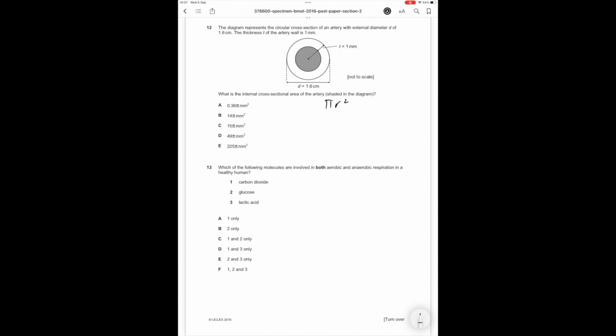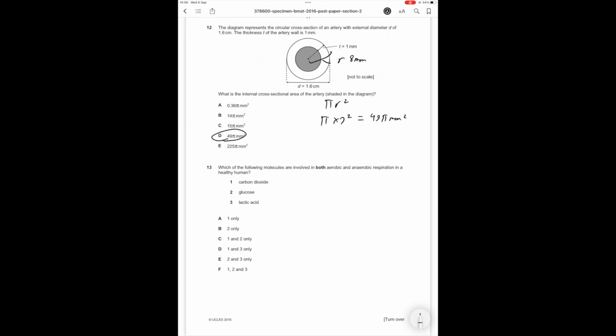Sorry, we essentially just want the area of the internal bit. So the overall radius here, r, is going to be half of 1.6 centimeters, which is 8 millimeters. And if we just subtract t, which is 1, it's just going to be pi times 7 squared, which is just equal to 49 pi millimeters squared, which is going to be answer option D.